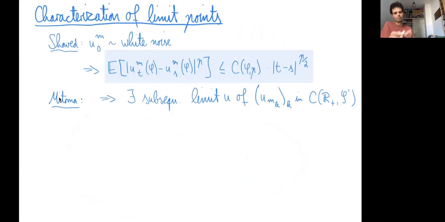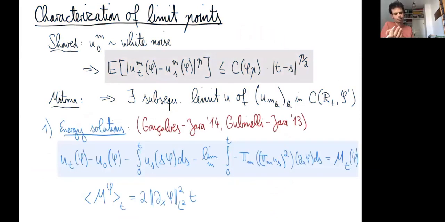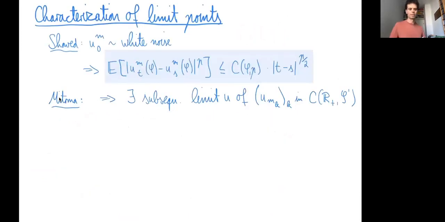So now the next point is we can extract limit points. This I can still tell you, that we can see that the limit points are energy solutions, and next time I will explain how we can see that they're also solving the martingale problem. Here I define now what an energy solution is. So we showed that if the initial condition is a white noise, then we have this estimate up to a constant which depends on phi and p, but we don't care. We have t minus s to the p/2 here, and this is for any p. So in particular, we can choose p bigger than 2, and this allows us to get tightness. And then by this Mitoma criterion, we have tightness tested against any test function. This means we have tightness of the distribution valued process, so we can extract weakly convergent subsequences.